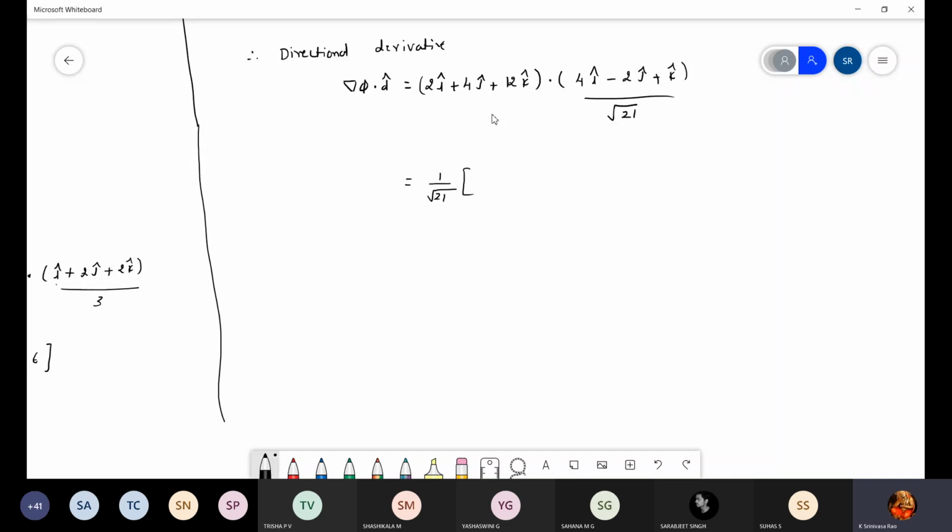Multiply first term with first term. 4 2s are 8, both are plus. Plus into minus is minus, again 4 2s are 8, and plus 12. 12 into 1 is 12. Final answer is 12 divided by root 21. This is the directional derivative. Okay, next problem.